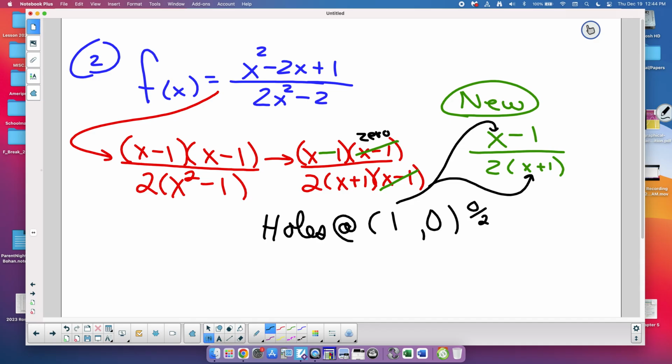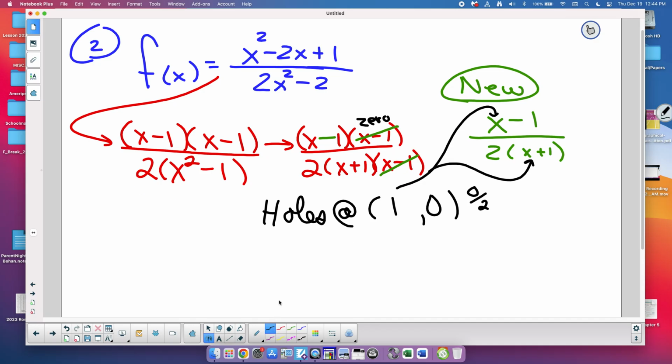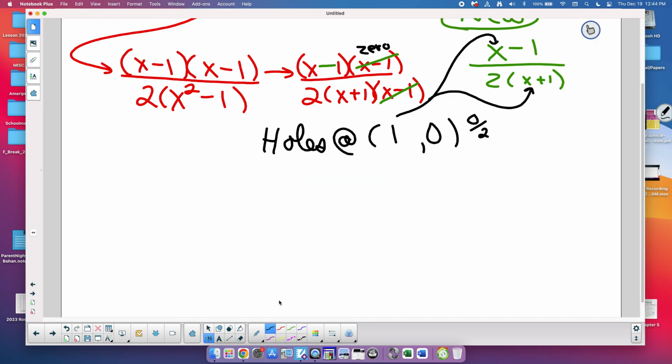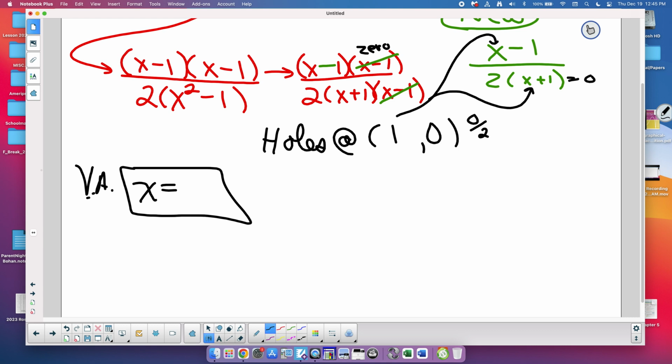Domain and vertical are kind of tied together. Let's do the vertical. Vertical asymptote. What is it? It comes out of the bottom, guys. Look right here. When will this equal 0? When x is what? Negative 1, isn't it? Yep, negative 1.